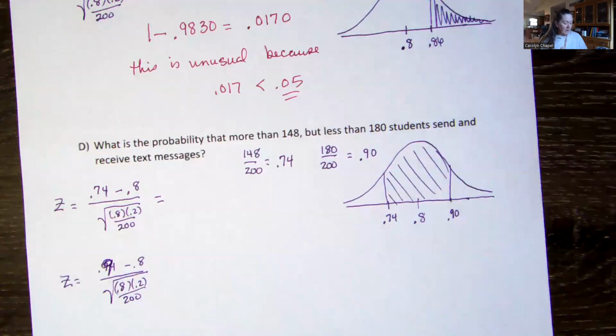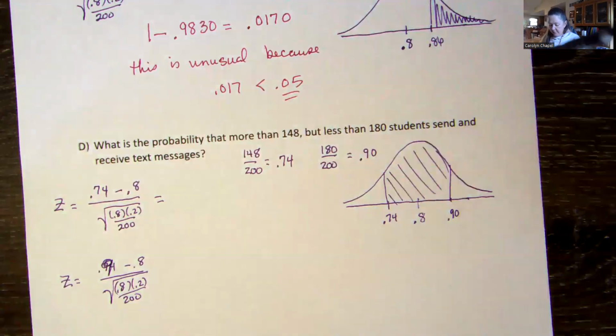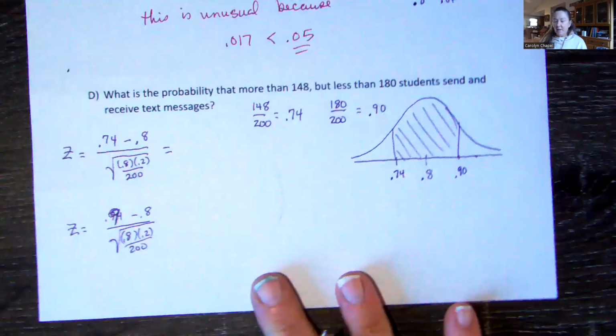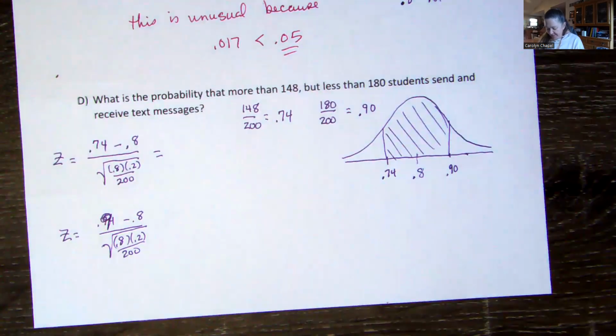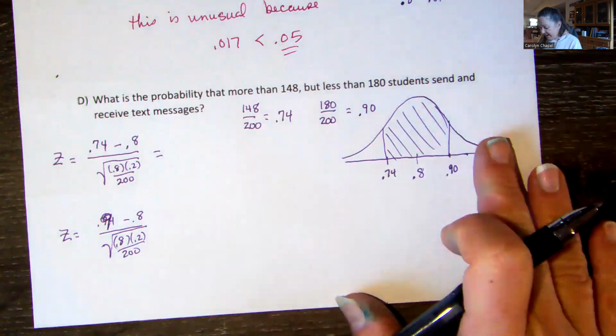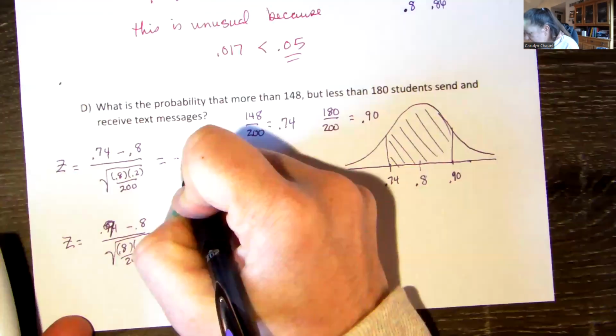Going into my calculator, 0.74 minus the 0.8, divided by my square root of 0.8 times 0.2. There's my cat. I'm right in the way. Sorry about that. There we go. All right, divided by the 200. And I get negative 2.12.